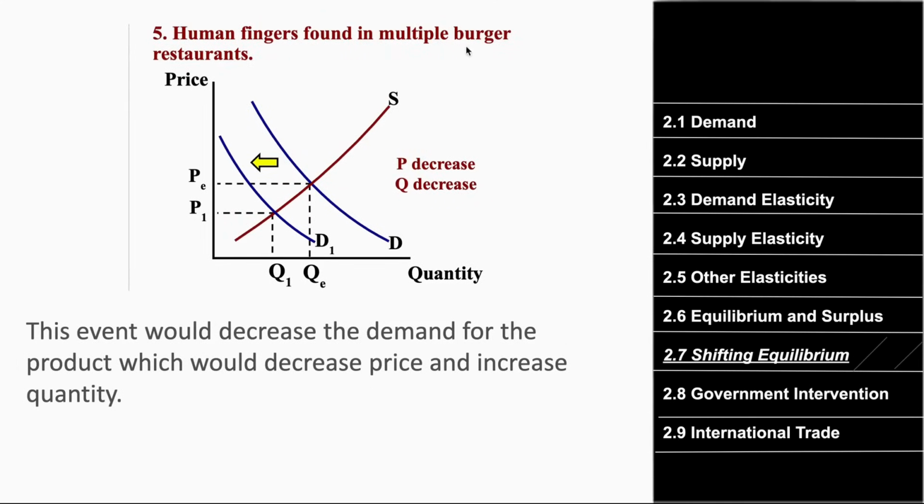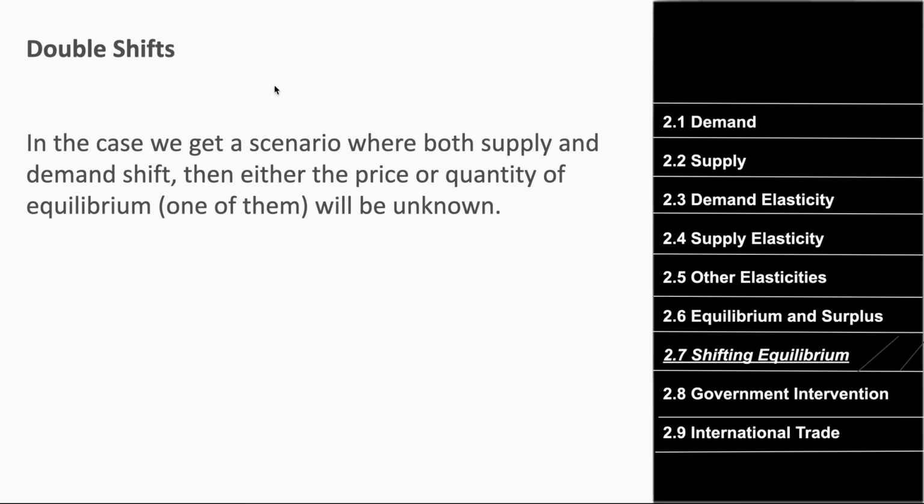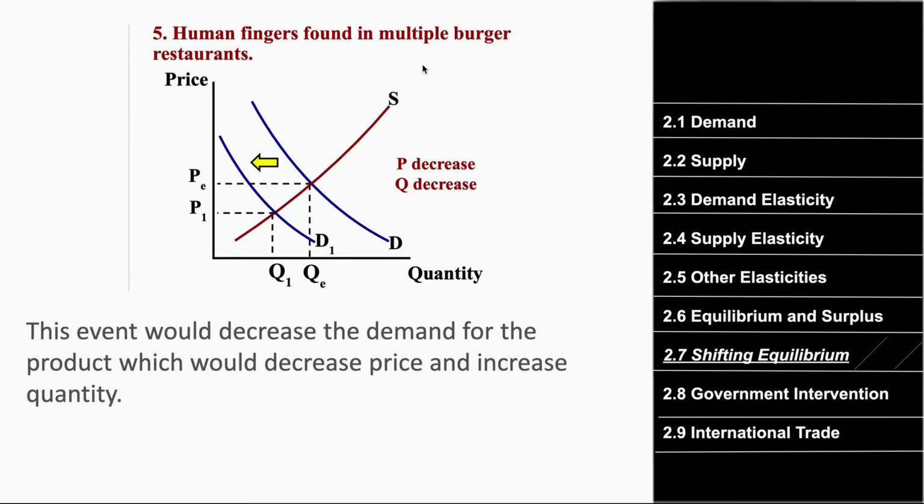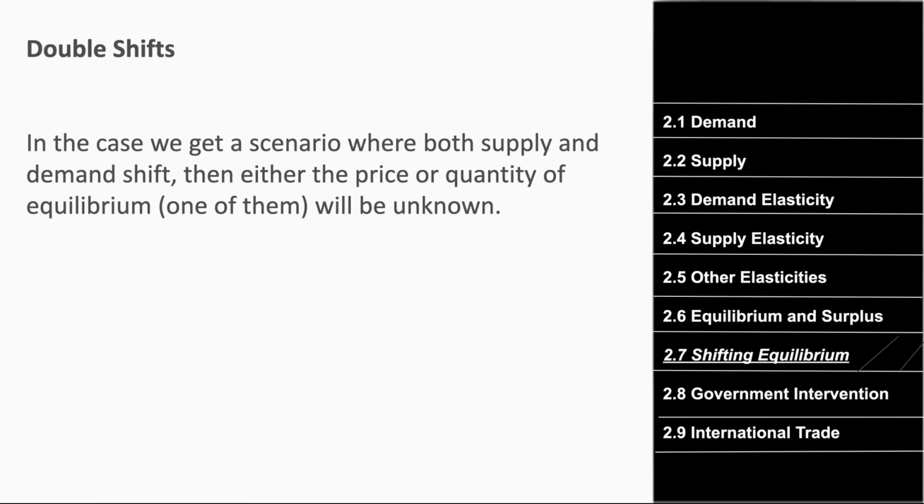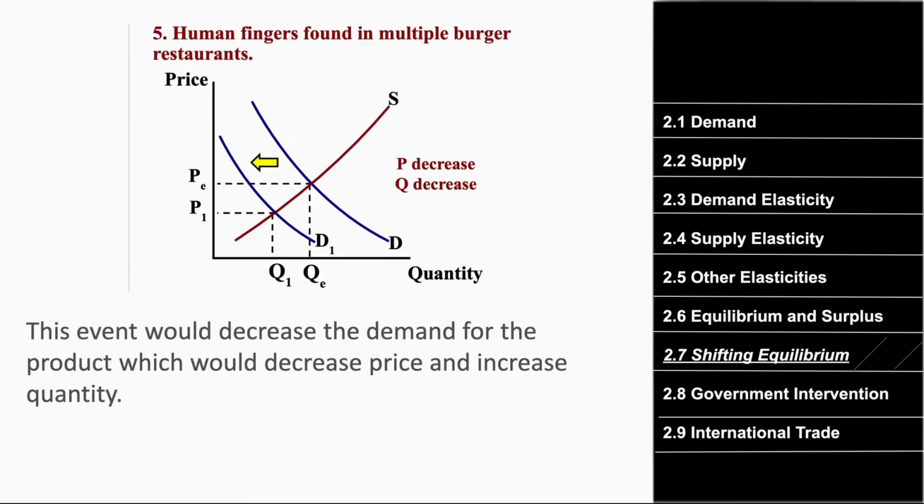Human fingers found in multiple burger restaurants, that would affect demand because who would want human fingers in burgers, right? So demand shifts to the left. There's less demand for a product if something bad happens like this. So now there's certain situations where you shift both supply and demand. In these situations, when you analyze the equilibrium, right? For all these questions, you analyze equilibrium. So in this situation, price decreases, quantity decreases. But let's say it's demand decreased, but also supply shifted to the right. So we had an increase in supply.